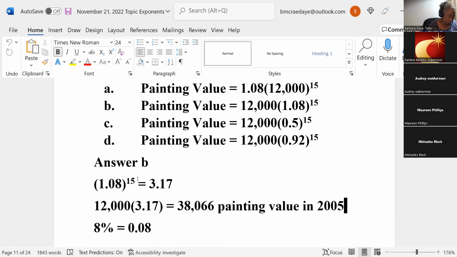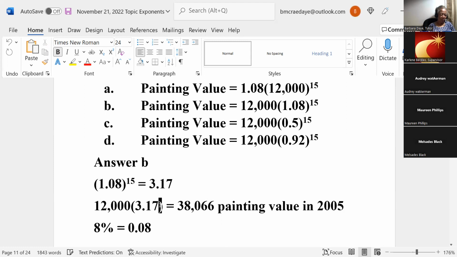Press the first column on the left, you see a little upside down V. Press that. And you see a power blinking above it, right? Then put 15 in there. And then hit enter. Okay, I got 3.172169111. Well, I took that whole thing and multiplied it by the 12,000 and I got 38,066.